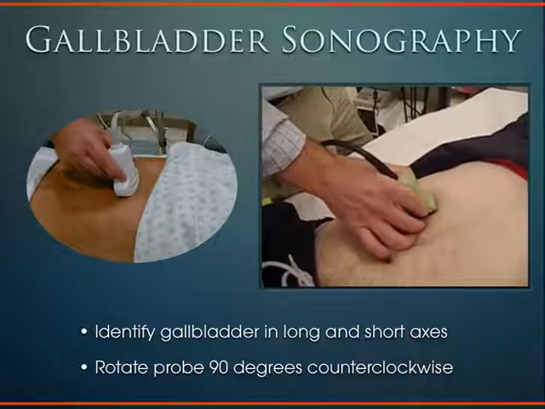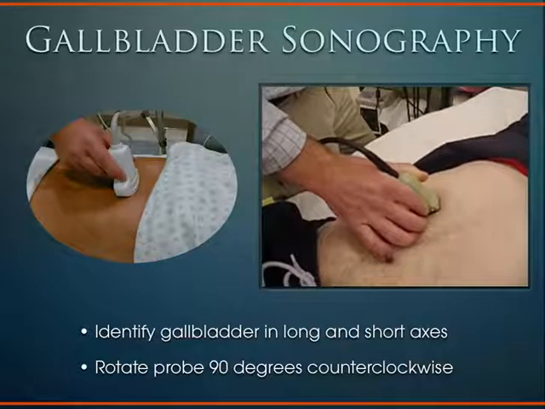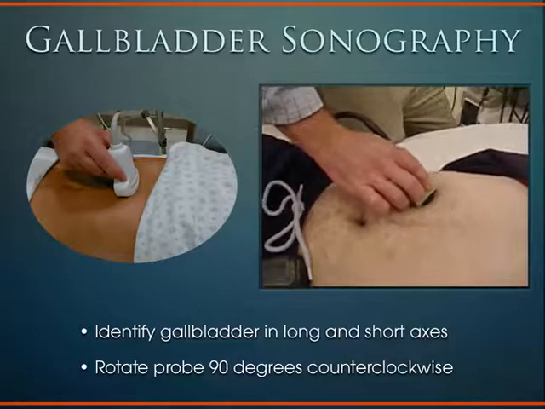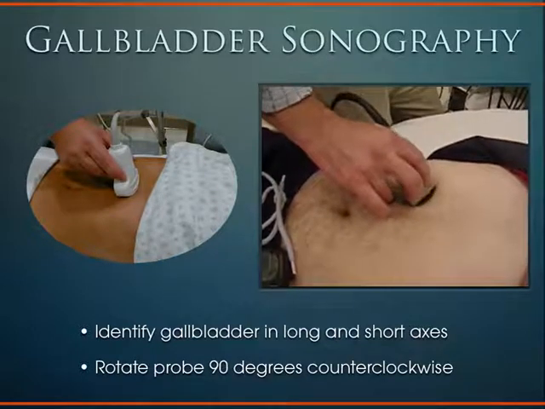After you're done with the long axis, you're going to rotate the probe 90 degrees from whatever axis you're in, like so, and you're going to view the gallbladder in the short axis. Again, you're going to fan through the entirety of the gallbladder, looking for any possible pathology.